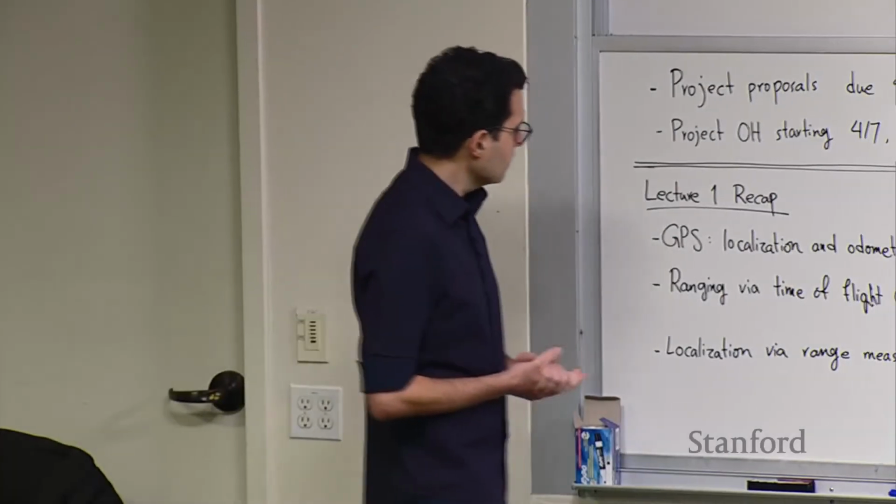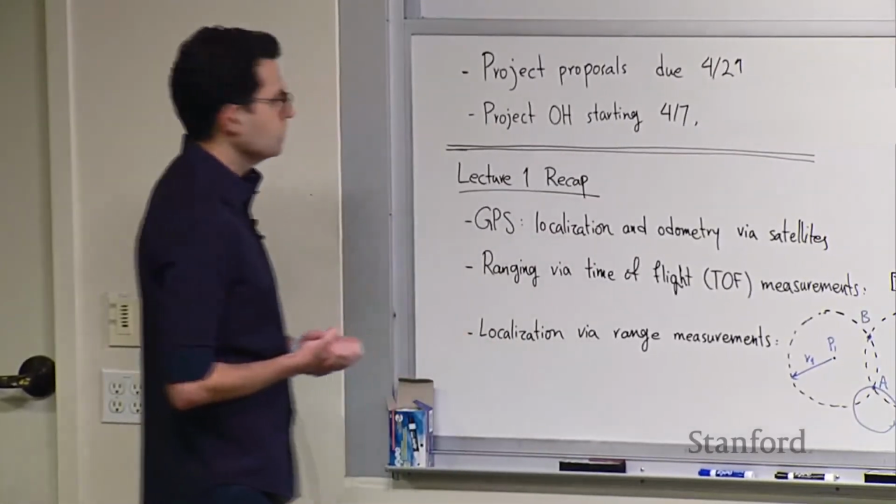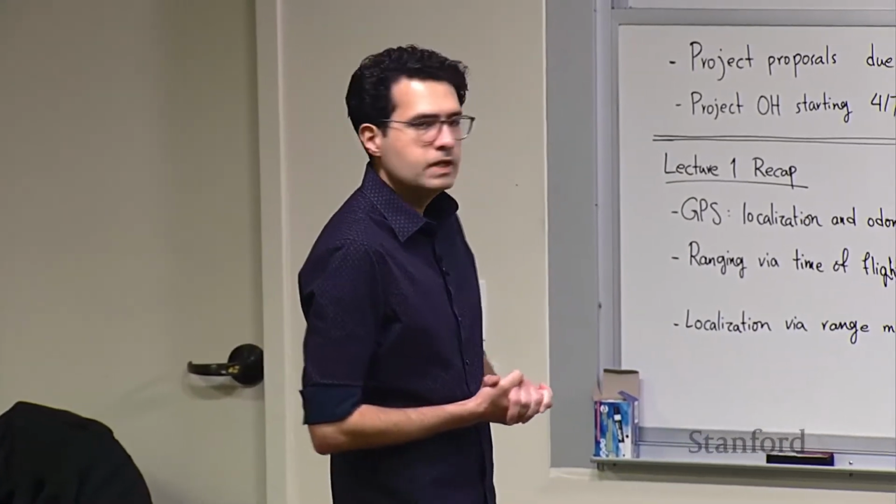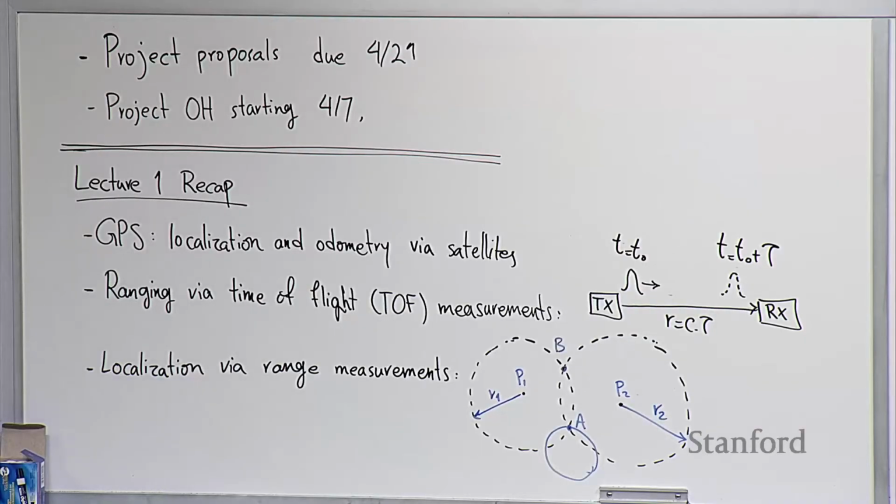So let's do a quick recap of what we talked about last time. We started talking about GPS. And we said that GPS is a sensing technology that specifically enables us to do localization and some odometry using signals from satellites that are orbiting the Earth. And by localization, we basically mean determining the 3D position of the receiver.